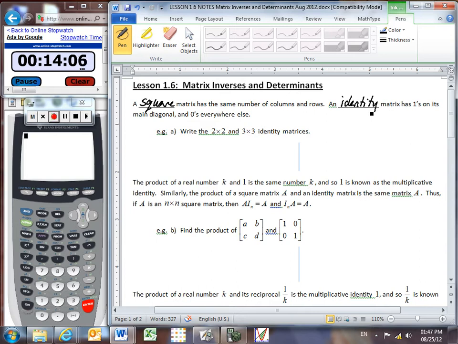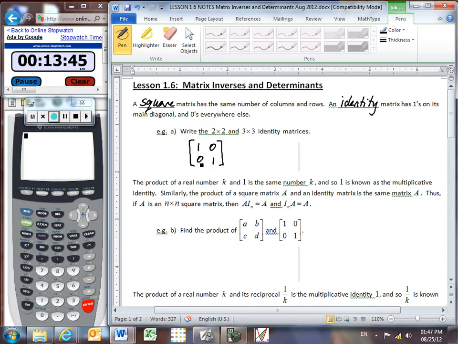Let me show you what I mean in this example. We have to write the 2 by 2 identity matrix. And so obviously it's going to have 2 rows and 2 columns. The 1s must be on the main diagonal. The main diagonal is always this one, from top left to bottom right. So those must be 1s, and I must have 0s everywhere else.